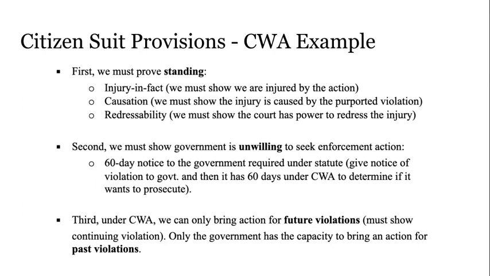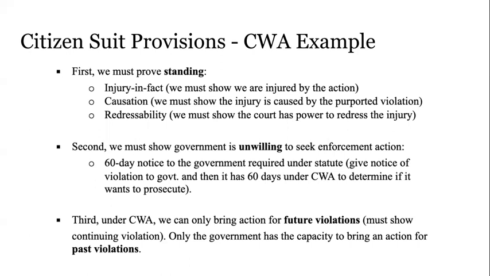You must show a continuing, ongoing violation in order to bring an action from a citizen standpoint, because the court has to have a capacity to provide a remedy, and it can only, under citizen suit provisions, provide remedies for current and ongoing violations. So we talk about that as future violations: I'm filing this today, but whatever's happening is happening, and it's going to happen tomorrow and the next day unless you take some action.